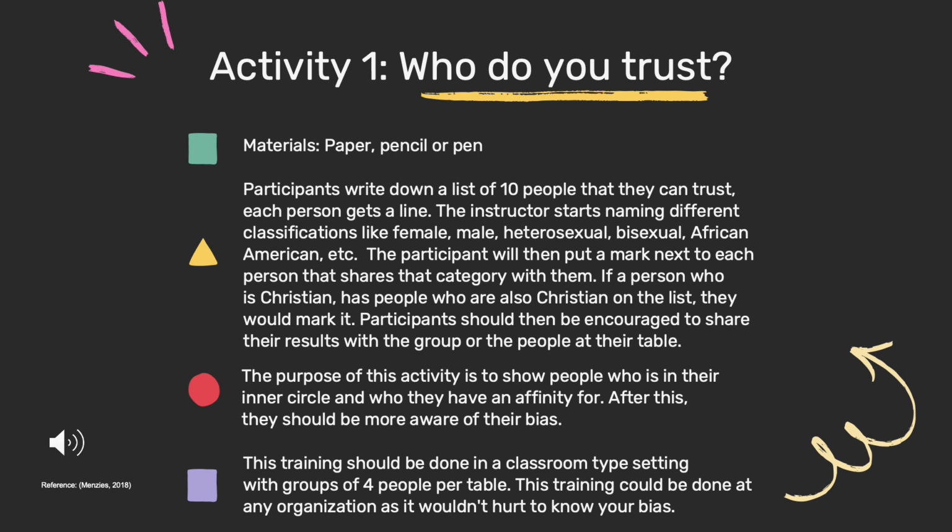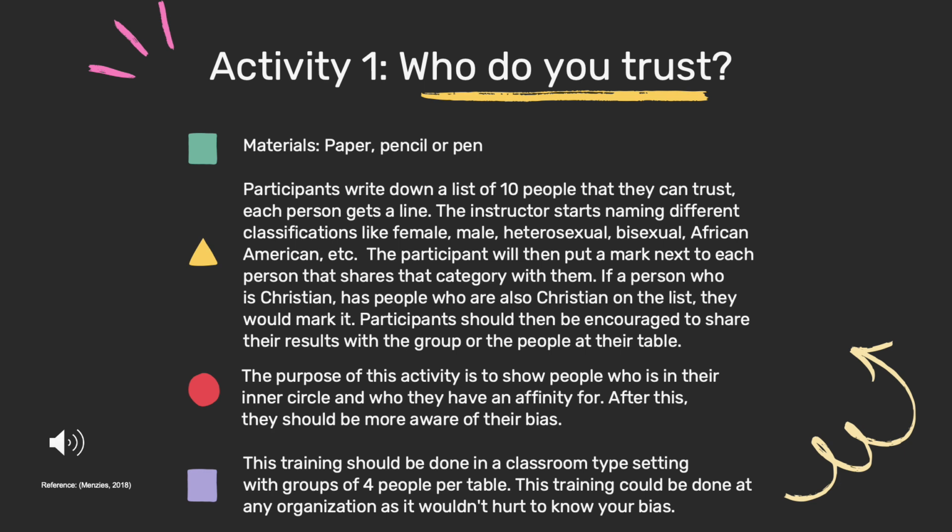The first activity is called Who Do You Trust? To complete this training, you will need to have a paper and a writing utensil for all the participants. In this activity, participants write down a list of 10 people that they can trust. Each person gets a different line than the others. The instructor starts naming different classifications like female, male, heterosexual, bisexual, African American, single, European American, divorced, etc.